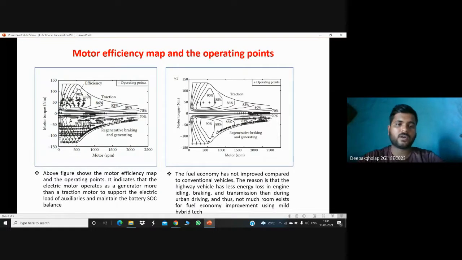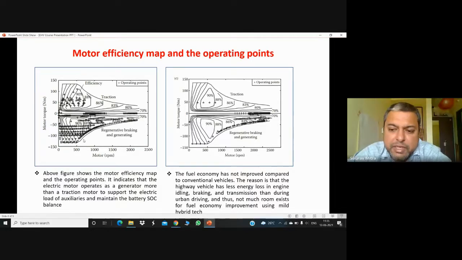We are discussing the mild hybrid electric drivetrain vehicles. The motor efficiency of mild hybrid electric vehicles in urban areas is higher, as we discussed in the previous slide. You are seeing the operating points are within or close to the optimal operating region. That is the left side graph.